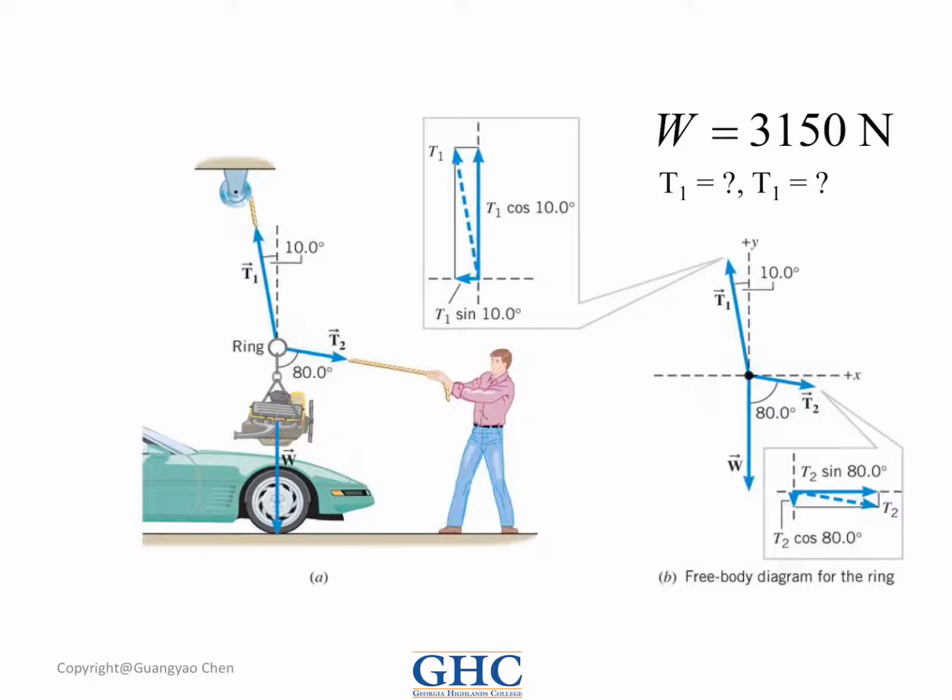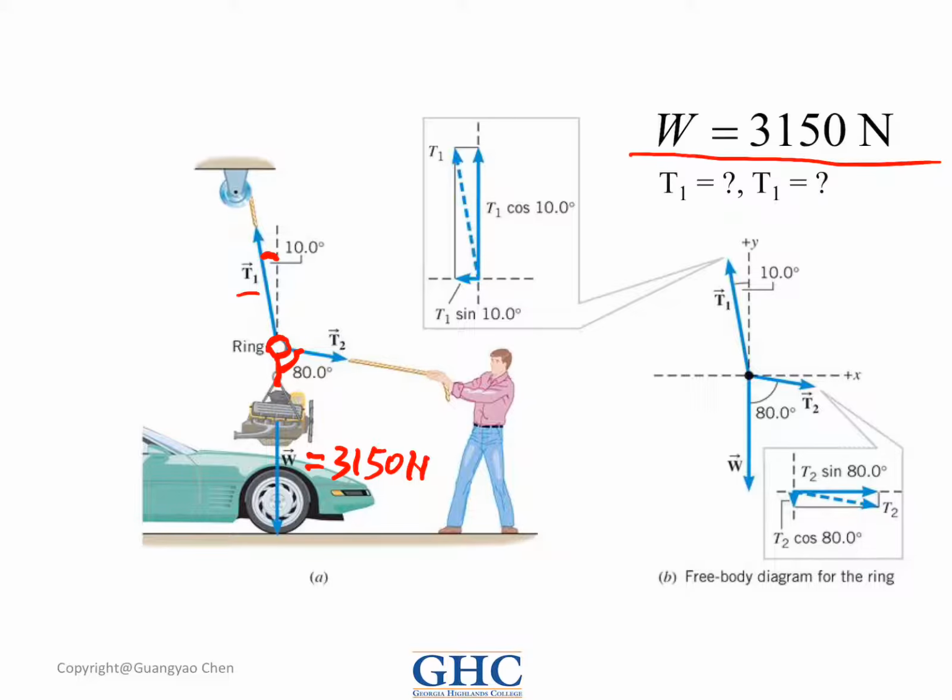Now, a little bit more complicated problem. You have a ring. We use the ring to move an engine, and you have two tensions acting on the ring, T1, T2, and the directions are as shown. So this angle is 10 degrees, this is 80 degrees. What we know is the weight is 3150 newtons, given by the problem. We want to know what are tensions T1 and T2.